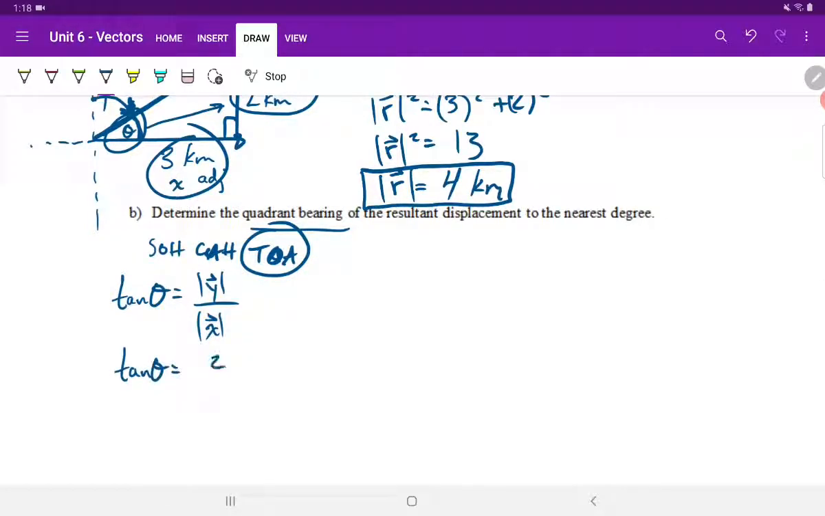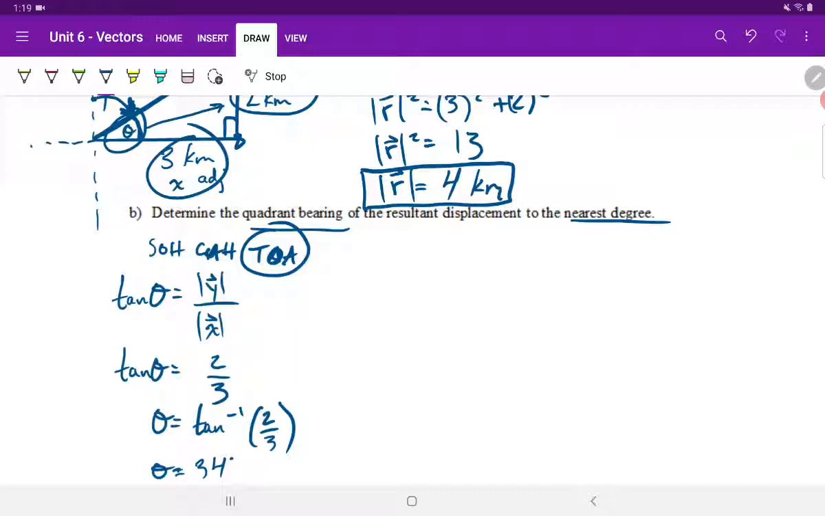Okay, so 2 over 3, and then take the tan inverse of 2 over 3. And to the nearest degree, you get 34 degrees.